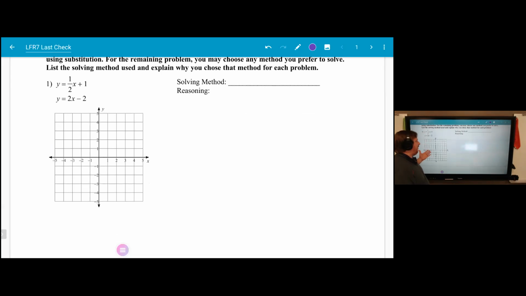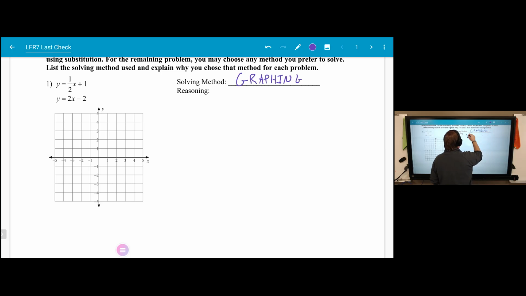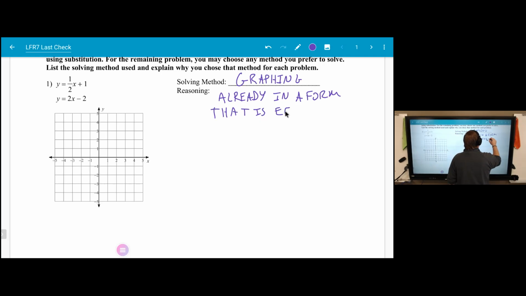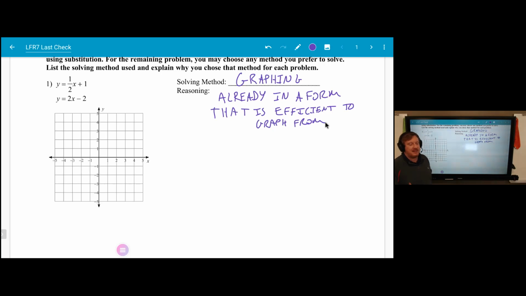I like graphing for the first one. I like graphing for this one because it's already in slope-intercept form, making it efficient to graph. It's already in a form that's efficient to graph from. Okay, that's what I like for number one.